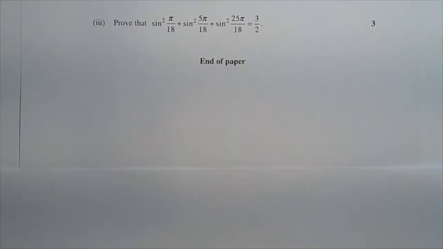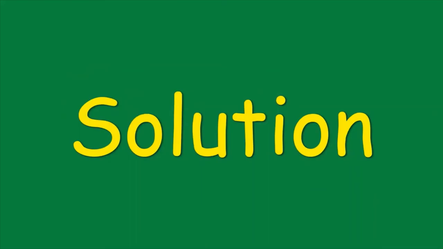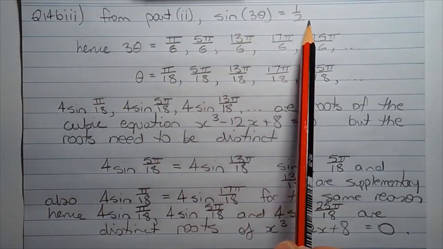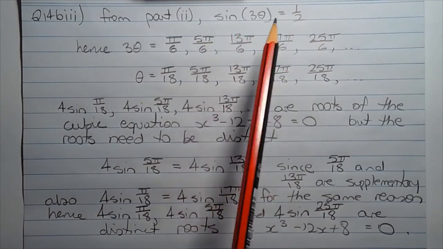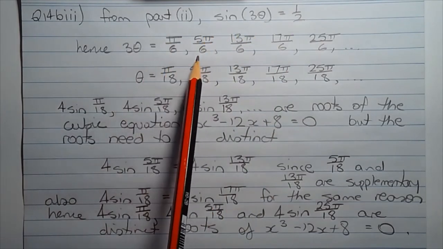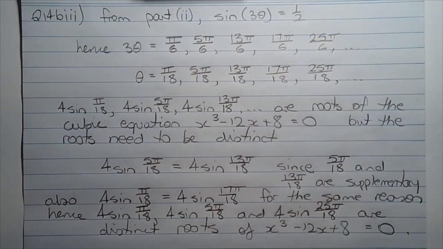Part 3. Prove that sine squared pi over 18 plus sine squared 5 pi over 18 plus sine squared 25 pi over 18 equals 3 over 2. From part 2, sine 3 theta equals half. Taking the inverse sine of both sides, we get 3 theta is equal to pi over 6, 5 pi over 6, 13 pi over 6, 17 pi over 6, 25 pi over 6, and so on.